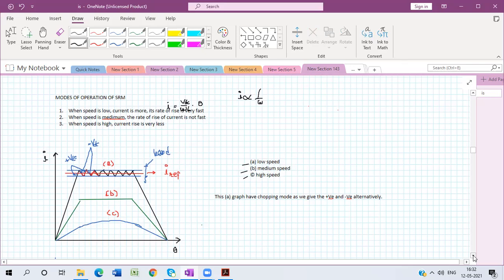In which mode do you see the chopping current? To not allow negative torque, we are switching the current between maximum and minimum value. When you give a plus VDC, it will take an increasing slope, and when the minus VDC is applied, it will get a negative slope like this. So this zigzag pattern, or chopping pattern, is created for the current.